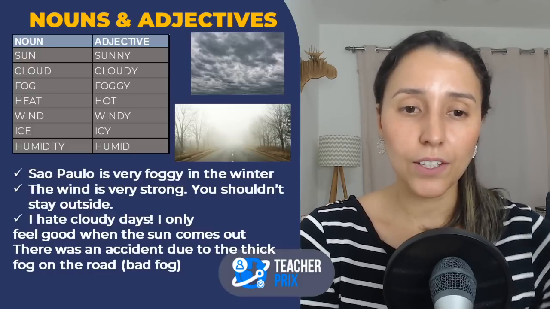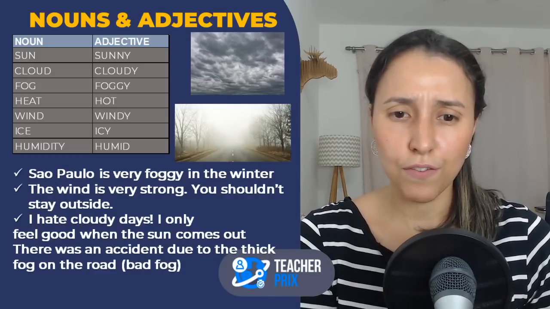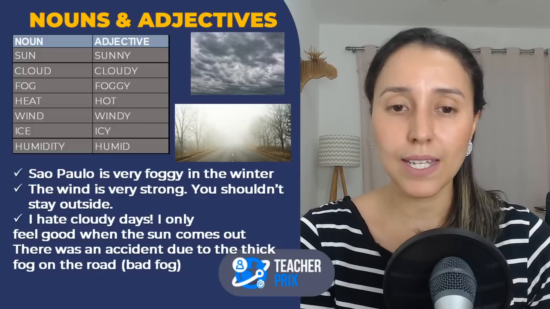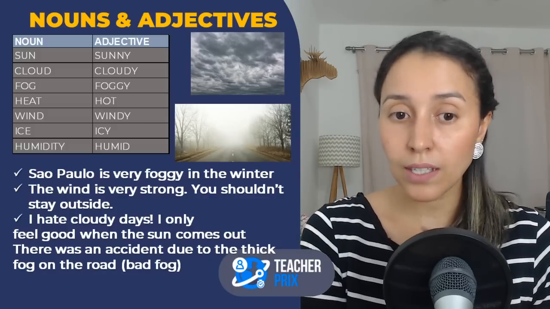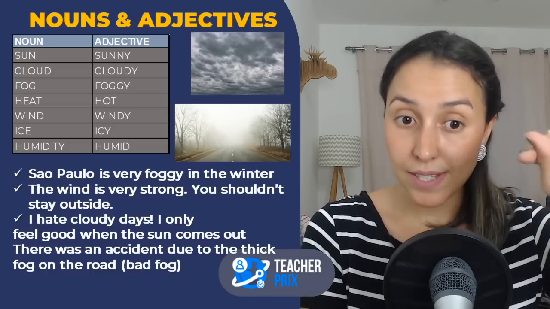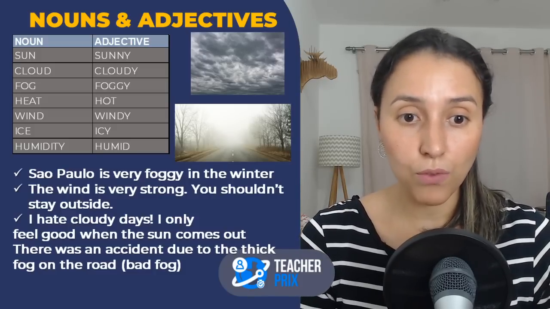Okay, now another example. There was an accident due to the thick fog. When I say thick fog, what I'm trying to say is a really bad fog. Okay, thick fog, bad fog. That's the same idea. I could say here there was an accident due to the thick fog on the road.